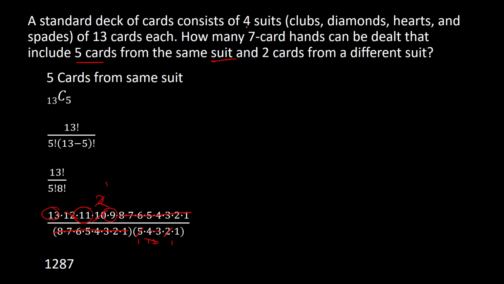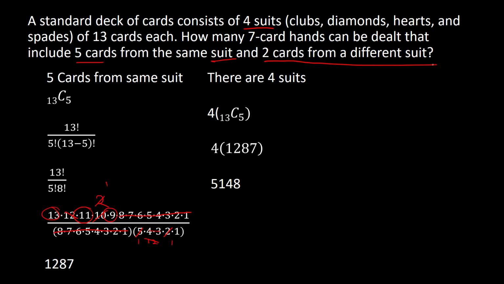But there are 4 suits to take into account. So this just accounts for 1 suit, and to account for all 4, we multiply that 1,287 by 4. So 4 times 1,287 would give me 5,148. But then we are also drawing 2 cards from a different suit.